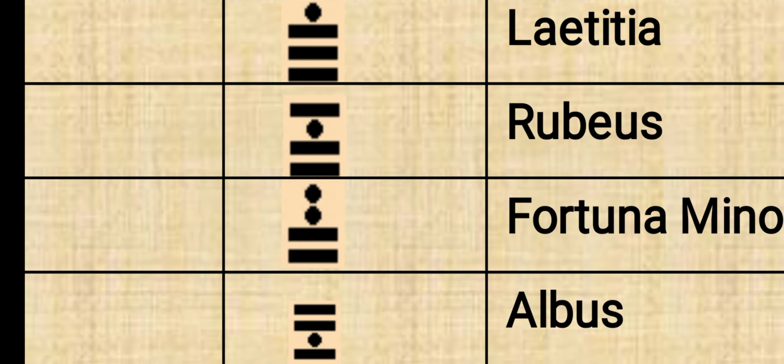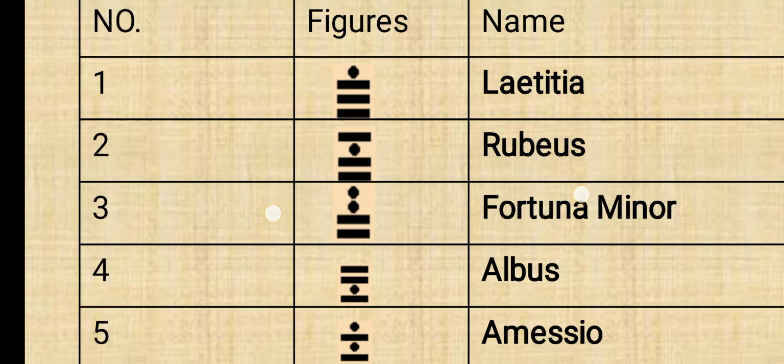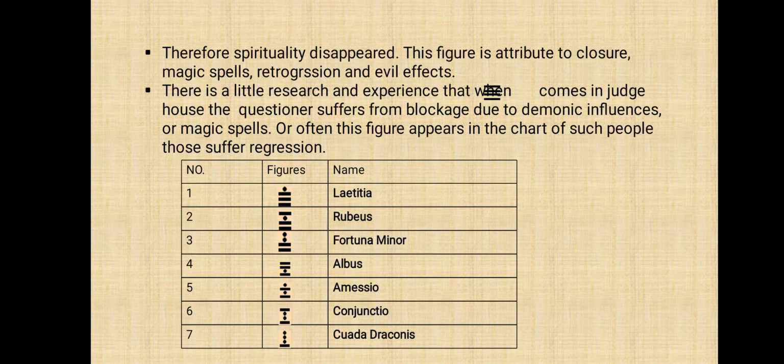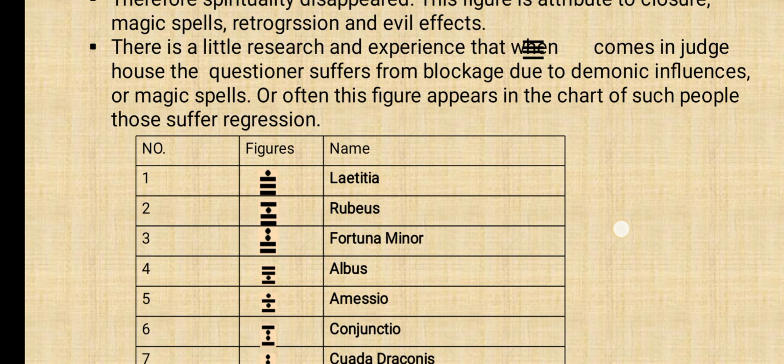Rubius has a dot at the watery point, then all the other elements are lines. So this is a special sequence you need to remember. It will be used in making charts. So you remember these names.